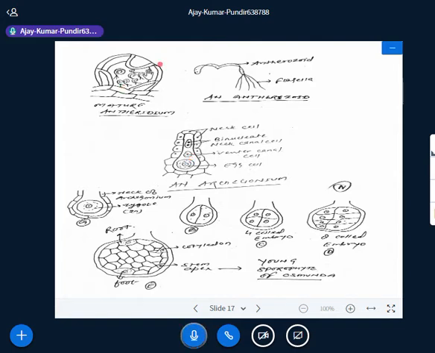What happened during the development of Anthridium? Many cells of the prothallus first become superficial and function as Anthridial initial cell, and after development they produce the Anthridium. And what happened during the development of Archegonium? Any cell of the prothallus functions as primary Archegonial cell, and after development they produce mature Archegonium.